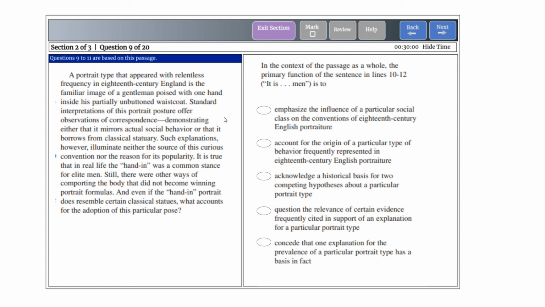And so the correct answer here is something like E. Concede that one explanation for the prevalence of a particular portrait type has a basis in fact. Right? The author is mentioning this line not just to inform us that in real life people used to stand like this. It's conceding that, so that explanation, to say that it just mirrored actual social behavior, is at least partially true. Right? It does have a basis in fact.